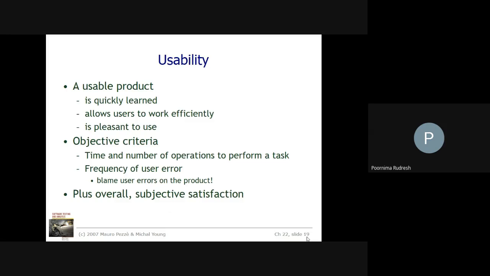Also, the next one is the usability. Usability, as I explained in the previous class, along with acceptability, system testing, acceptance testing, and regression, is something I explained. So once again, we'll see in detail about the usability. A usable product is quickly learned, allows users to work efficiently, and is pleasant to use. If you consider an example of a mobile, what type of mobile are you going to purchase?